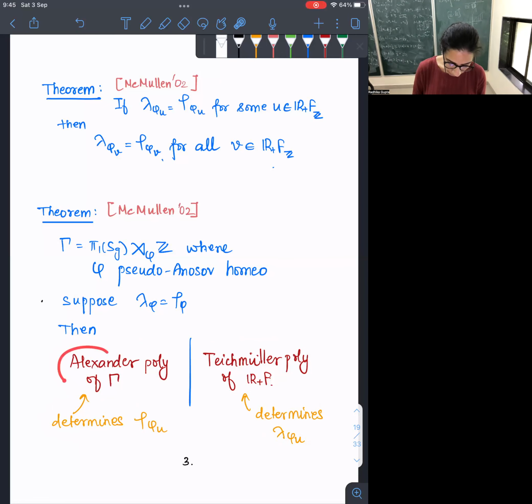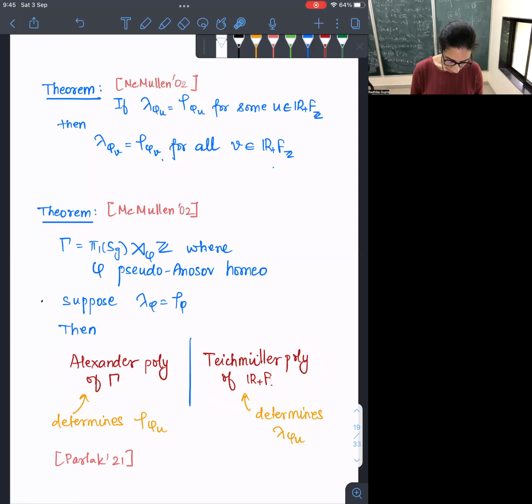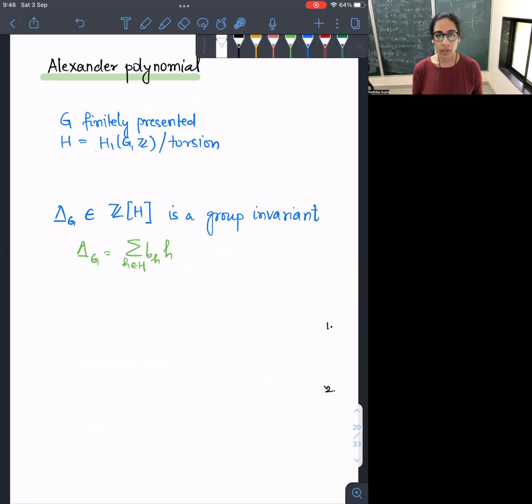So you have these unifying objects which compute these stretch factors, and not just that the stretch factors are equal, but these polynomials are also very strongly related to each other. And Anna Parlak computed the actual factor. So the Teichmuller polynomial is equal to the Alexander polynomial times a different polynomial, and she computed exactly what that is. Okay, so now let me tell you very briefly what these polynomials are.